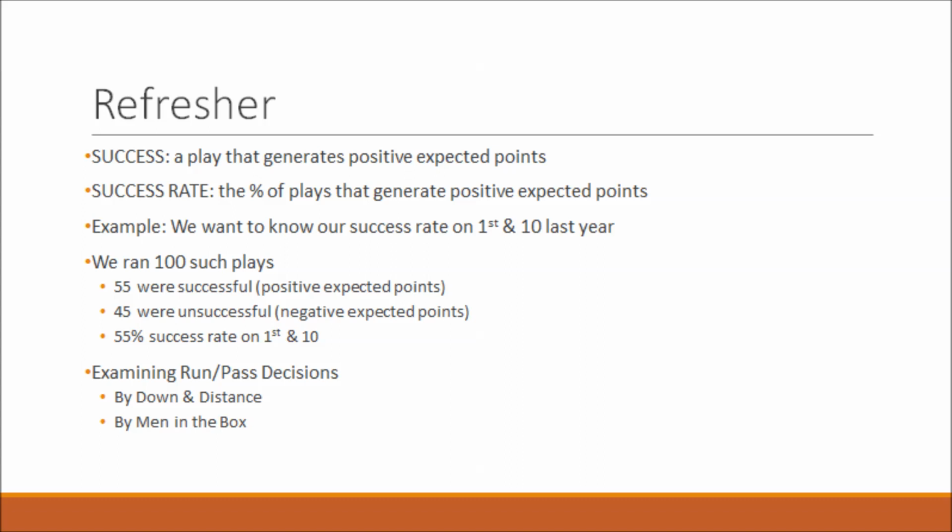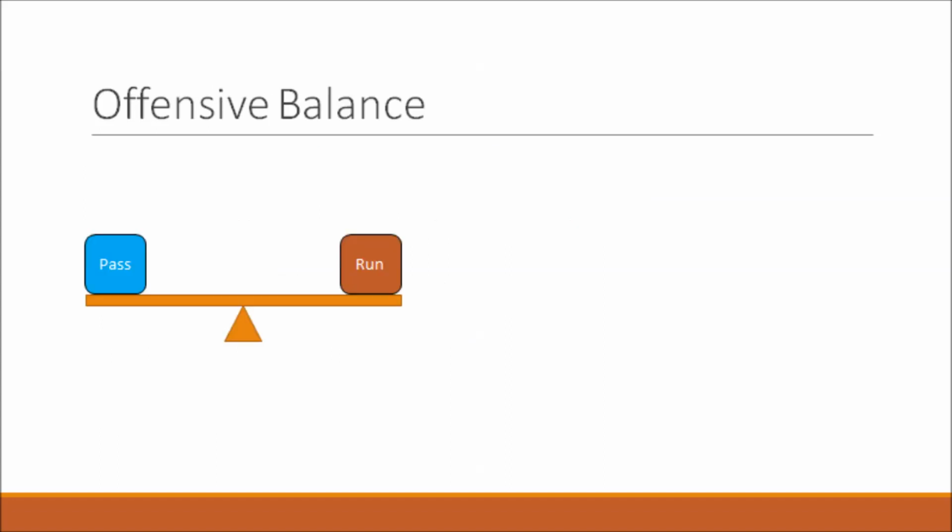And so when it comes to whether we should run or pass, it kind of comes back to this notion of offensive balance. And I believe, if you're a coordinator, when you think of offensive balance, you probably think of a 50-50 balance, right? That you should be passing the ball just as often as you're running it. That's what a balanced offense looks like.